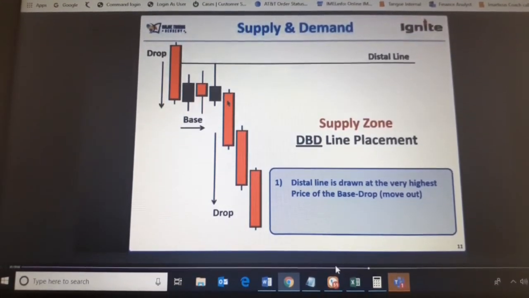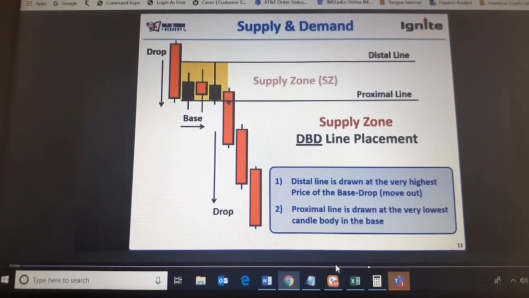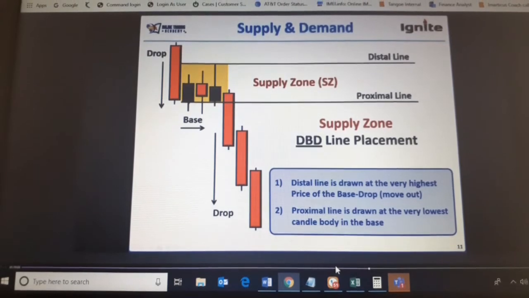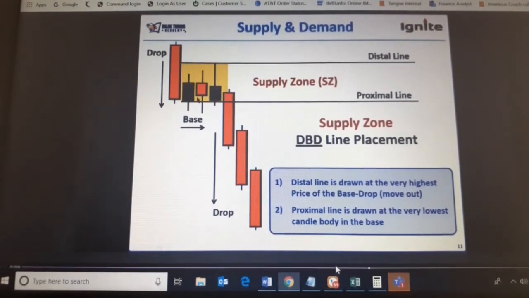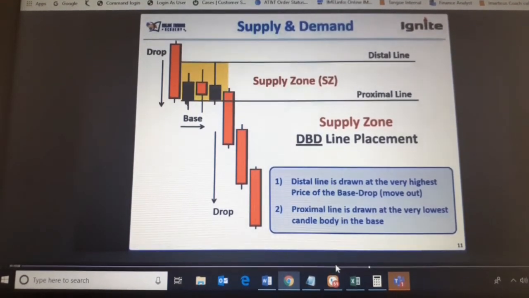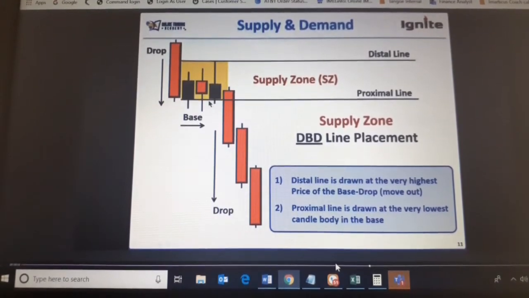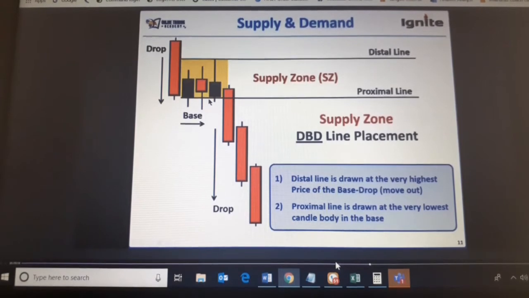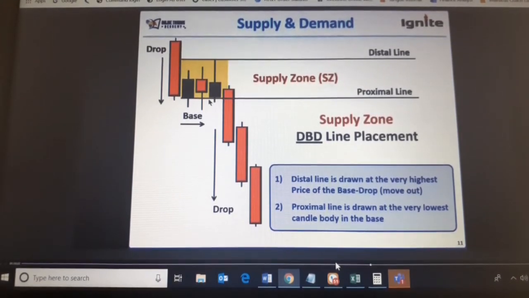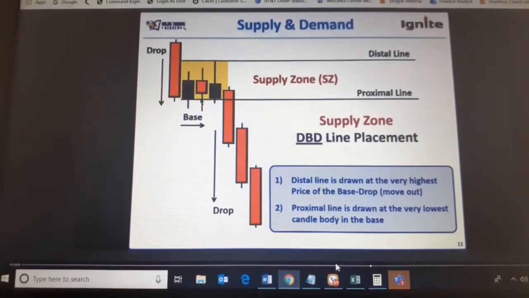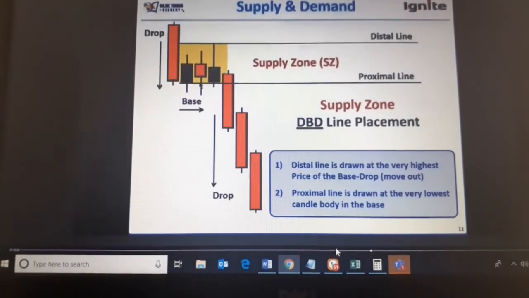Similarly, as the proximal line is always concerned with my bases, my proximal line will be at the lowest candle body in the base. So which is the lowest candle body in the base? The first one. That's why the proximal line is coming here at the first one. So has this been understood? Anybody having any difficulties, any doubts?